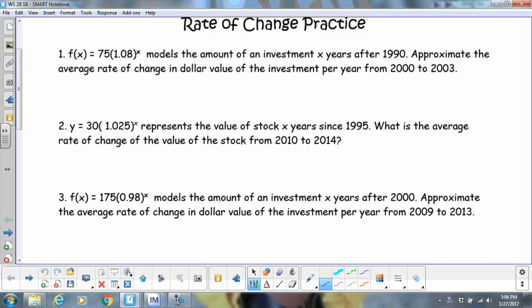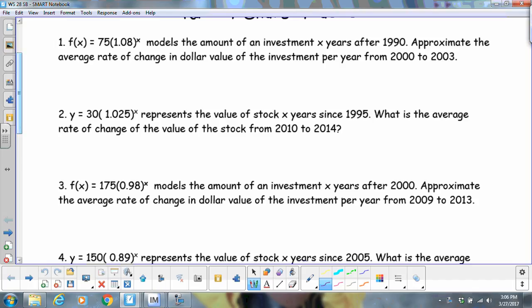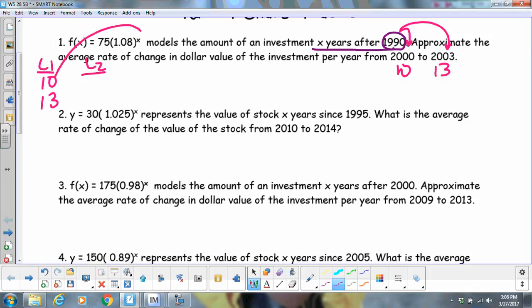Okay, and that's the same way you're going to do the following ones, and I'll just make sure that I explain to you the subtracting to figure out your x. Okay, but it says right here x is years after 1990. Okay, and then I want you to approximate the rate of change in dollar value of the investment per year from 2000 to 2003. Okay, from 1990 to 2000 is 10 and 2003 is 13. So when you're in your graphing calculator, your x's are 10 and 13. And remember, you're going to plug 10 and 13 into x right here in order to get your L2 values.